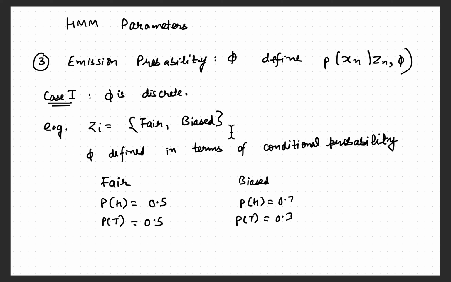Now, this is similar to the model that we've been discussing thus far, where Zi is the state of the system or the coins. It is either fair or biased. And phi is now telling us if Zi equal to fair or biased, what is the probability of observing heads or tails. So for us, we could define phi in terms of a conditional probability. Phi of fair would be 0.5 and 0.5, whereas phi of biased would be 0.7 and 0.3, assuming you first put heads and then put tails.